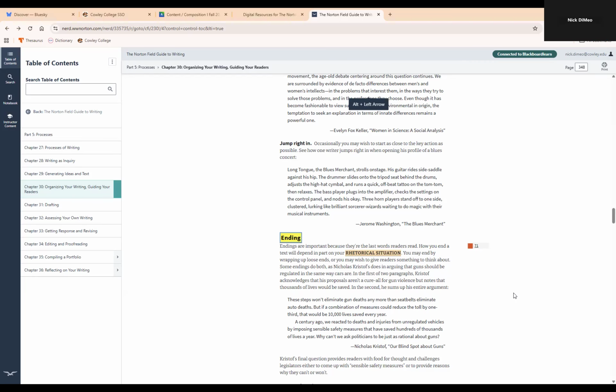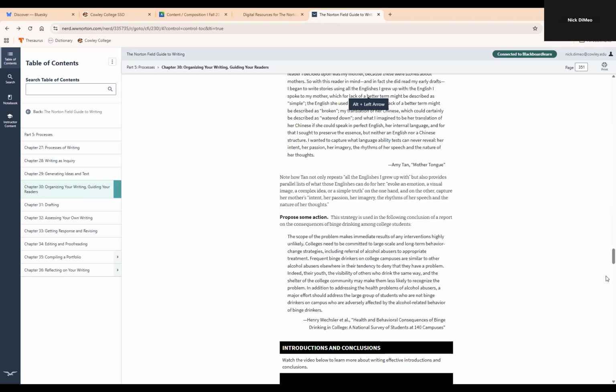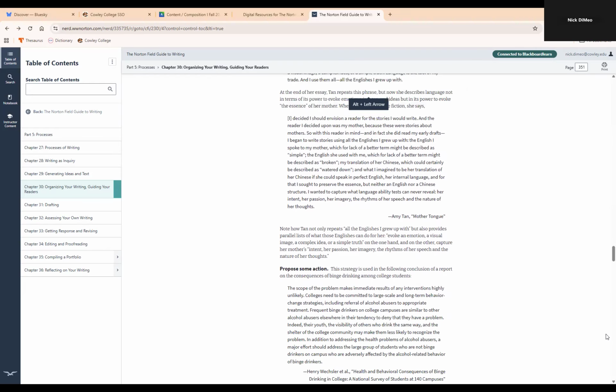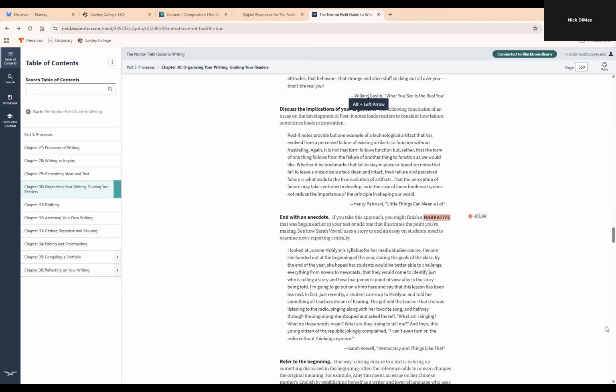Like everything else, it's kind of an art, right? It takes a lot of practice, but there are several ways you could approach it. This section talks about it, so you might definitely want to go through and get some ideas here. But the conclusion is just really, really important. You don't want to not have it. You don't want to leave your readers hanging.